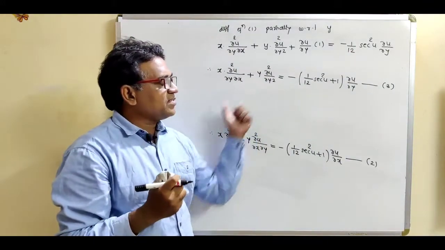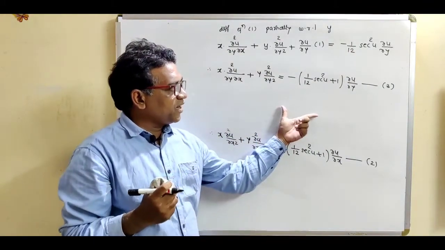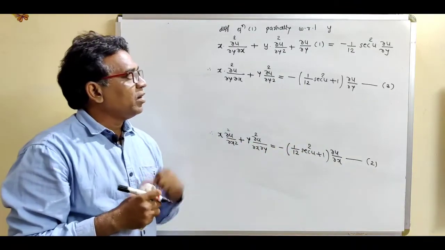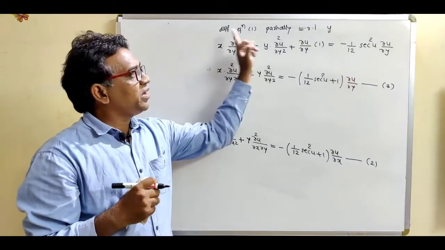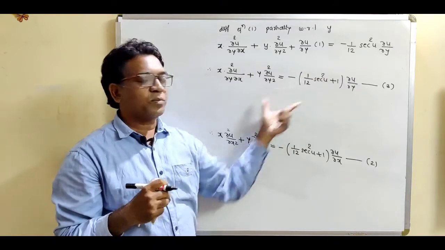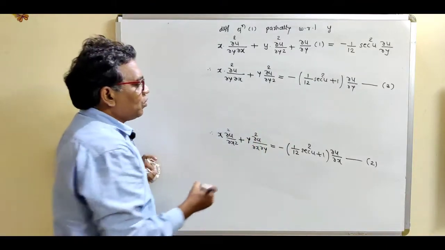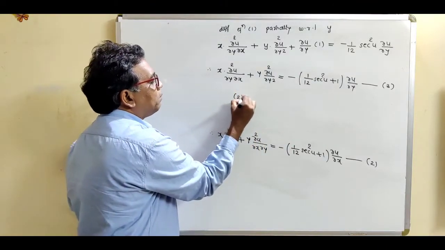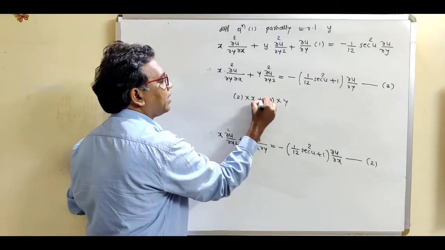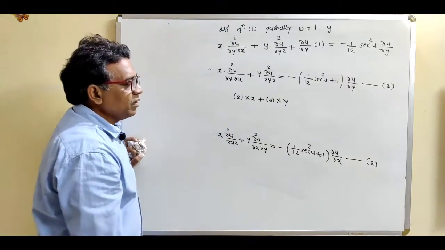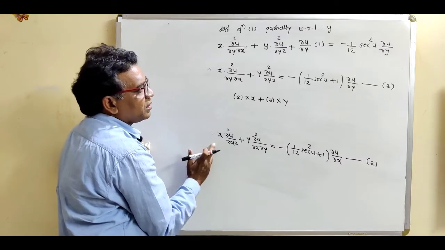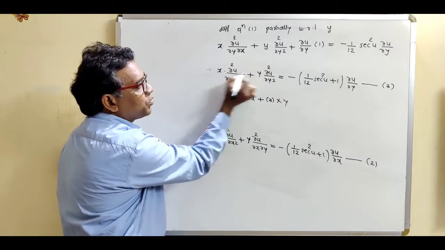So see, this is our second step. Differentiating equation 1 partially with respect to x, get some equation. What is the second step? Differentiating equation 1 partially with respect to y and get some new equation, suppose equation number 3. Now what is the third step? Multiply the second equation by x, the third equation by y, and take the addition. Now just multiply this second equation by x and multiply this third equation, suppose, by y.